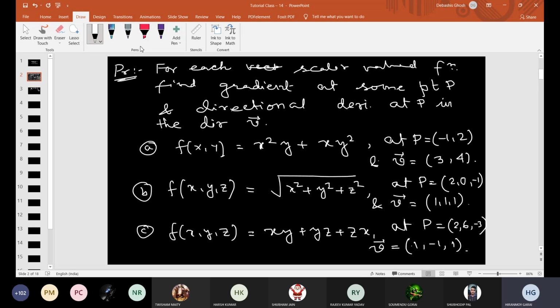In all these cases, you need to find the partial derivatives of that function. The gradient of a function is ultimately i del x, j del y, and k del z operating on that function f of xy or f of xyz. Then we find the unit vector, and taking the dot product between them will give you ultimately the directional derivative. At the given point, we just replace x, y, z by the given values.